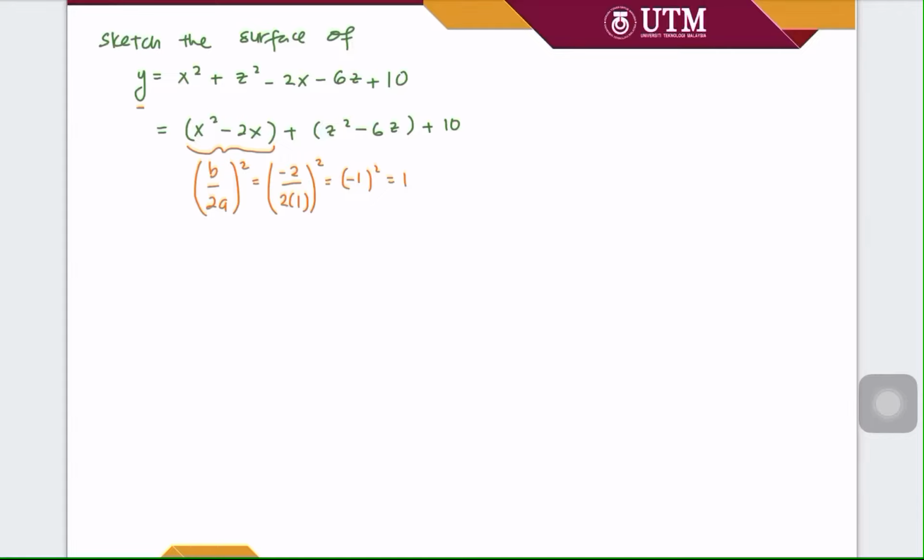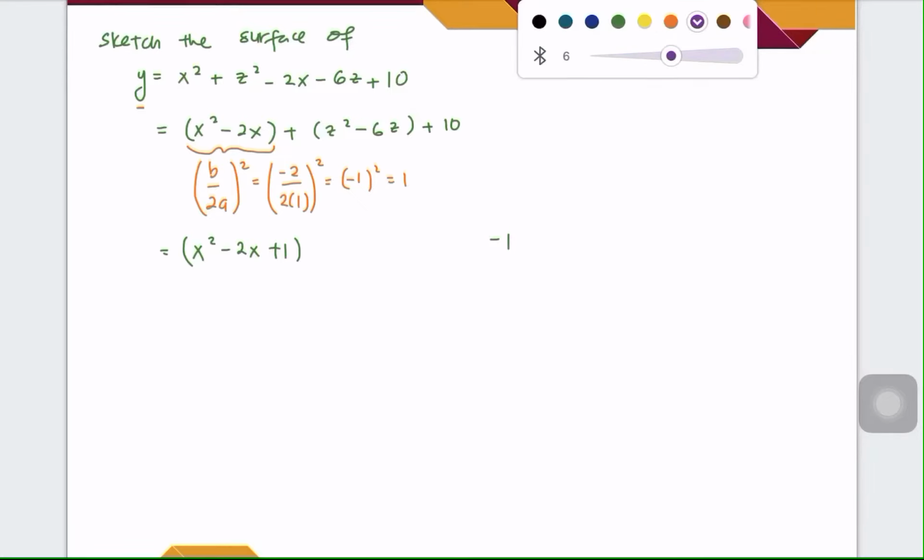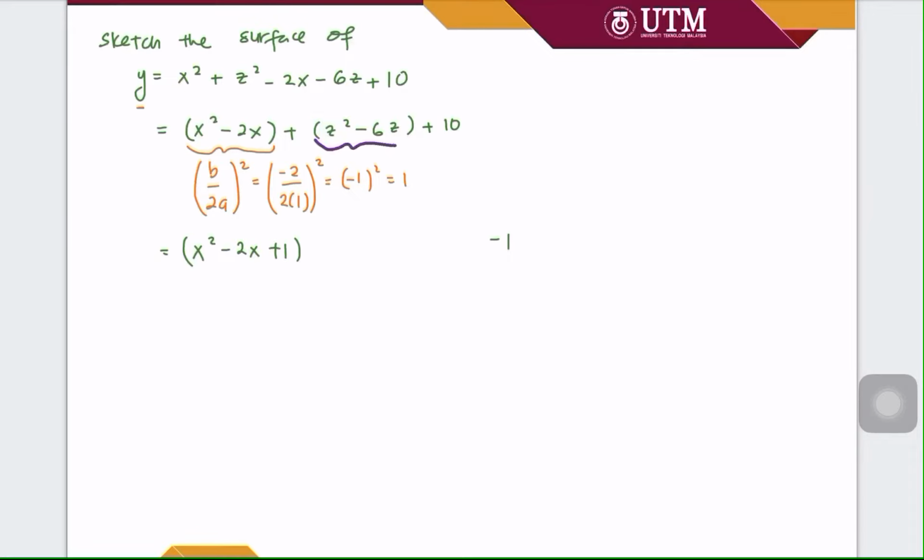So it will be x squared minus 2x, and you add 1. After you add 1, you need to subtract 1 at the back, right? That one we will do later. Now let's do the completing the square for z.